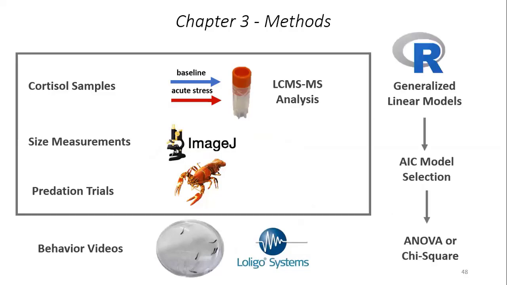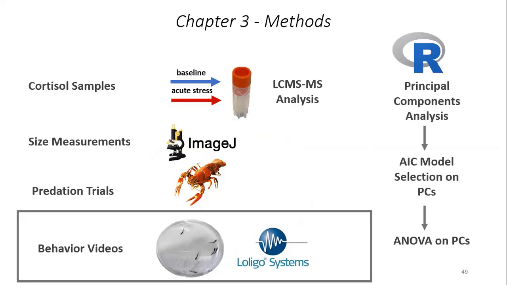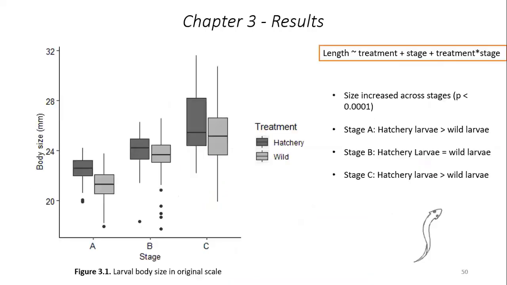So my statistical methods for cortisol, size, and predation were the same as before. And then for the behavior videos, I used a PCA like I did in chapter 2. And here are the results. So for body size, here's the AIC selected model, which was also the full model.